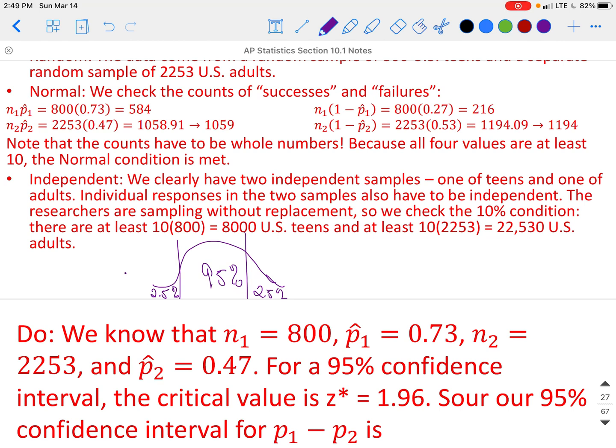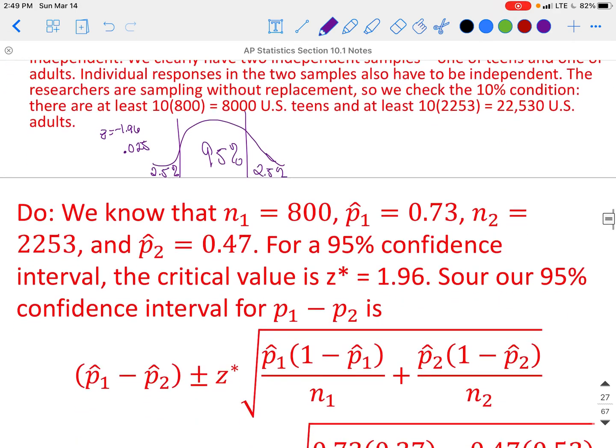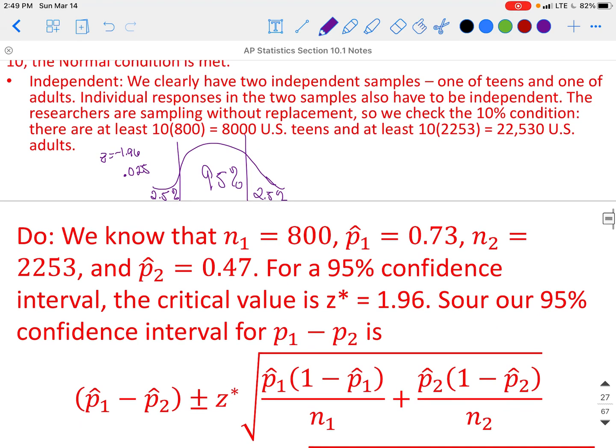Now that 2.5% we would actually write as 0.025, and we would look up that area of 0.025 on table A, or your Z table, and that's going to correspond to a Z value of negative 1.96. So this means our z star value is 1.96. So our 95% confidence interval for p1 minus p2 would be given with this formula.